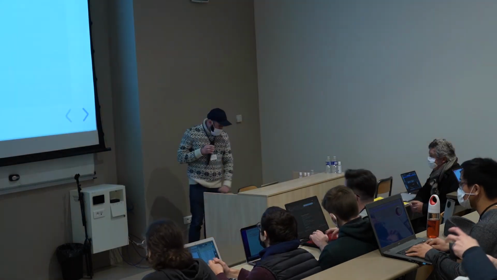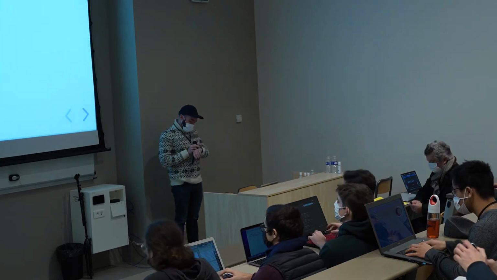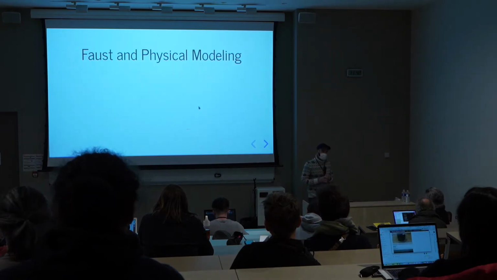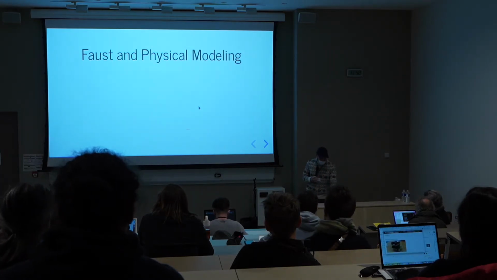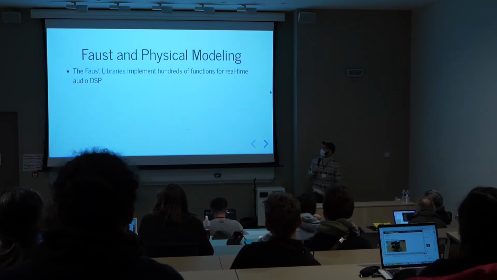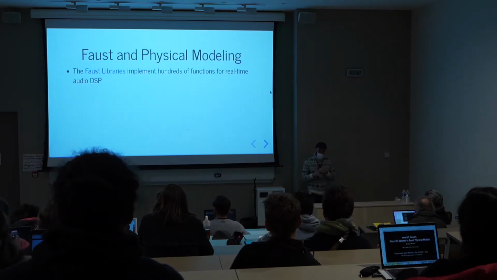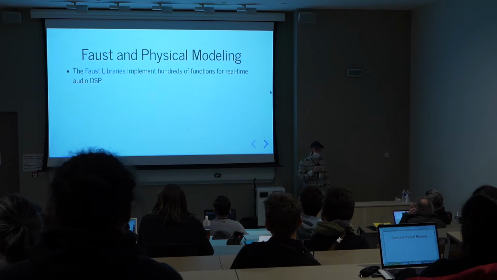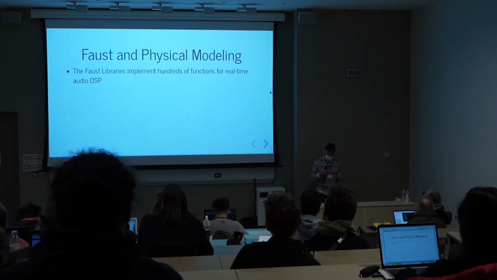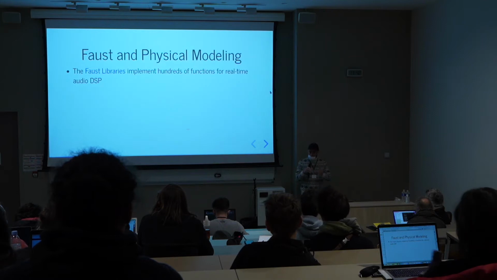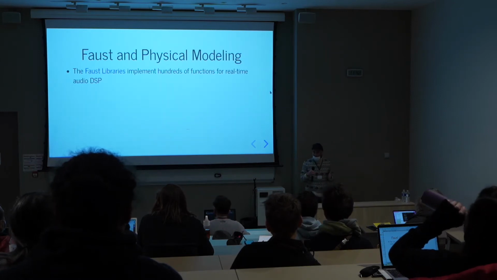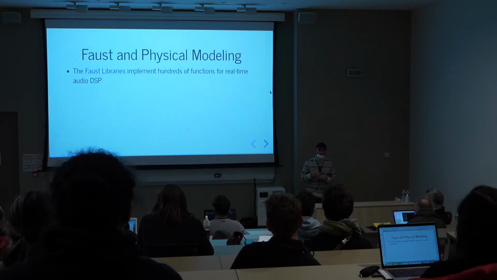University. So the first thing I want to talk about very briefly is physical modeling in Faust, because Faust has some history with physical modeling, as I'm sure you probably understood at this point, and you probably know about it. And I just want you to get an overview of the different things that you have in Faust to do physical modeling. So the first one is just the Faust libraries in general, because the Faust signal processing libraries implement hundreds of functions for real-time audio DSP. So basically this is your first main resource that you can use to implement physical models in Faust.